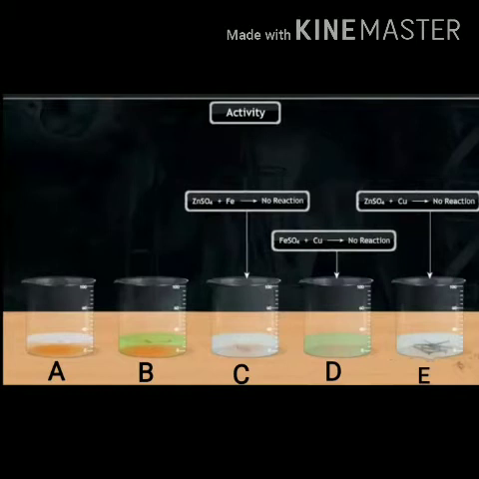Whereas in beakers C, D and E, we will observe no change, meaning no reaction takes place. Why was there no reaction in these 3 beakers? Because the metals which try to react with that salt solution are less reactive. That's why no reaction takes place in these beakers.